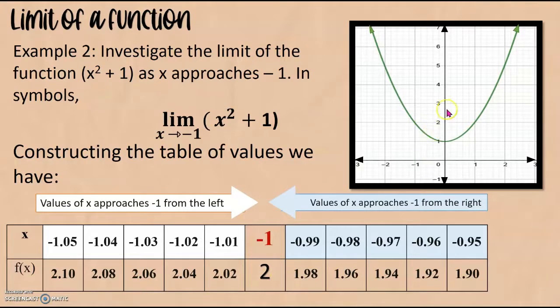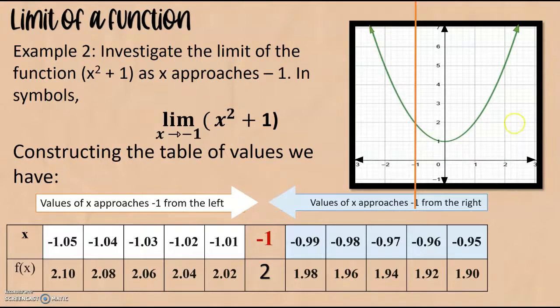Now let's look at the graph. This is the graph of x squared plus 1. Now, we will try to locate where x equals negative 1. So x is negative 1, is there.